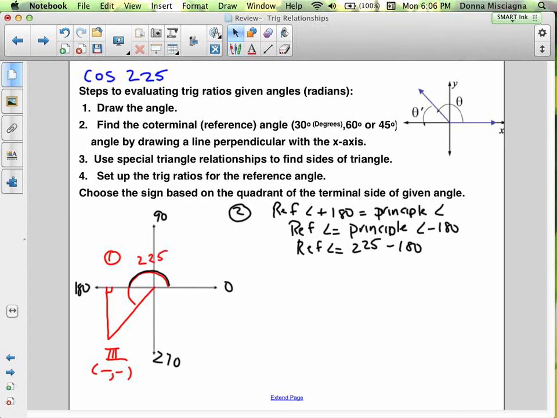Either that or I couldn't read my handwriting and thought I wrote down 235 instead of 225. Anyhow, 225 minus 180 is going to give us a reference angle of 45 degrees. That is step 2. Step 3 is to label the triangle.